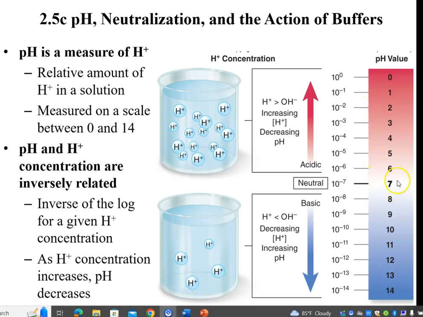So let's say we start at neutral, which is pH 7, and you go to a pH of 6. A pH of 6 is 10 times more acidic than a pH of 7. A pH of 5 would be 10 times 10, or 100 times more acidic than pH 7, and a pH of 4 would be 1,000 times more acidic than a pH of 7. This works in the opposite direction as well. So a pH of 10 would be 10 times 10 times 10, 1,000 times more basic than neutral.